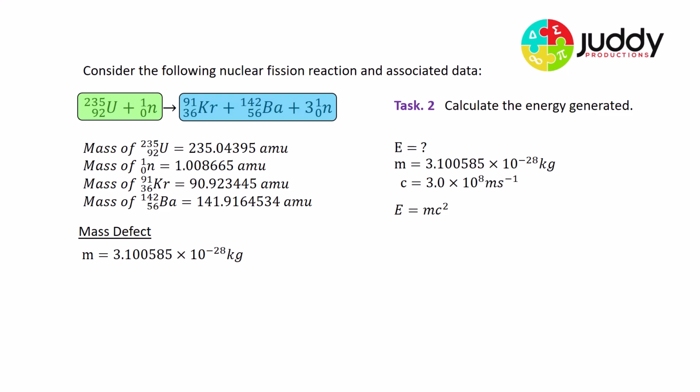Using Einstein's energy mass equivalence equation, E equals mc squared, we can calculate the energy generated in this reaction from the mass defect, that is the mass lost. So we take our mass defect and we multiply it by the speed of light squared. That results in an energy of 2.7905265 by 10 to the negative 11 joules.